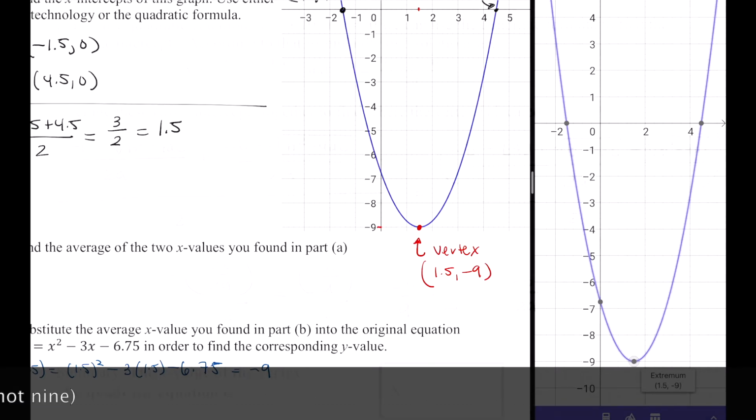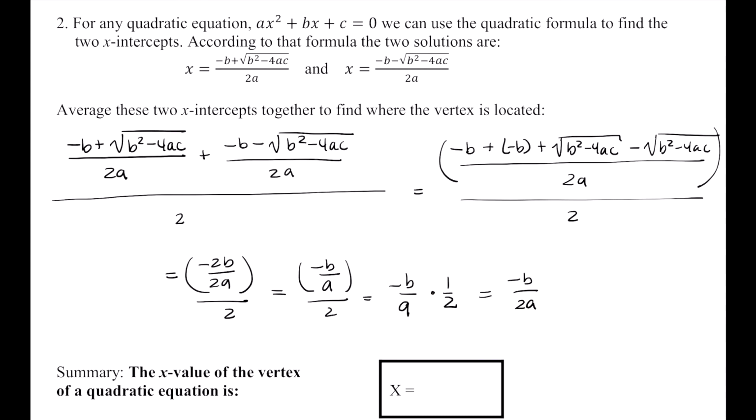Let's continue. For any quadratic equation, ax squared plus bx plus c equals 0, we can use the quadratic formula to find the two intercepts. According to the quadratic formula, we have these two solutions. We have the solution with the positive and the solution with the negative. That's not to say that this was necessarily positive and this was necessarily negative. We just see this difference in sign.